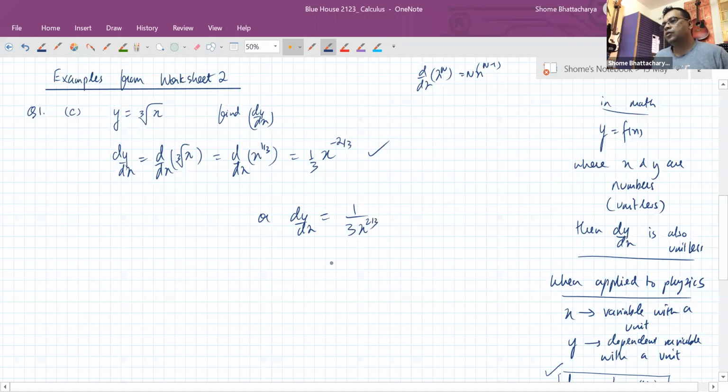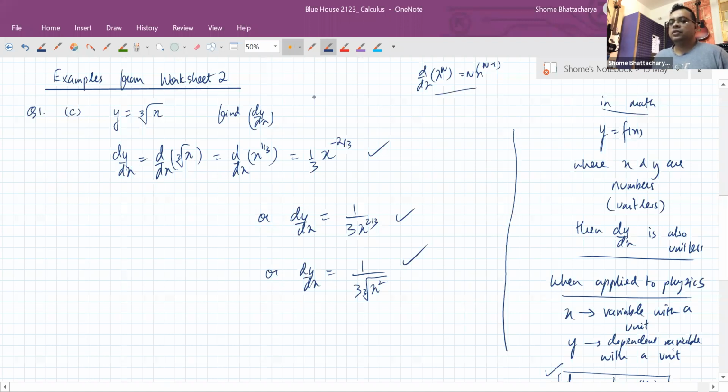Okay. Or simplify it further, we can even write it as cube root of x square. Okay. So all these answers are correct. Whichever form you leave it in, it's fine. Okay. So this is a direct example of the application of this formula.